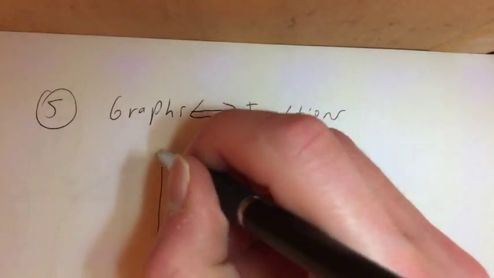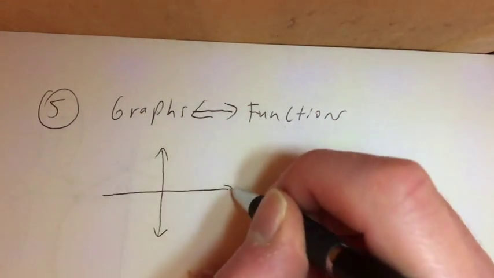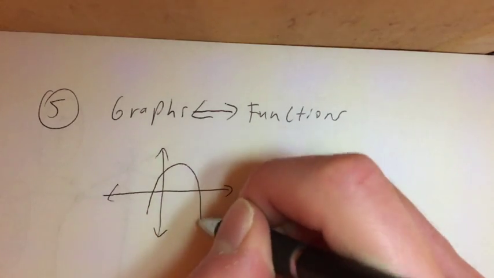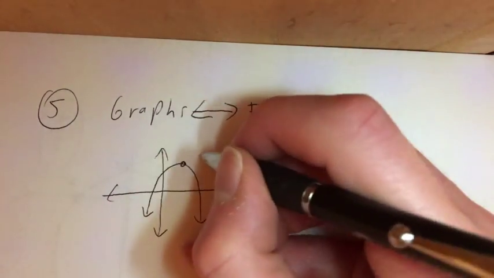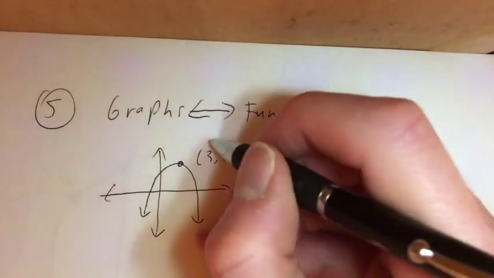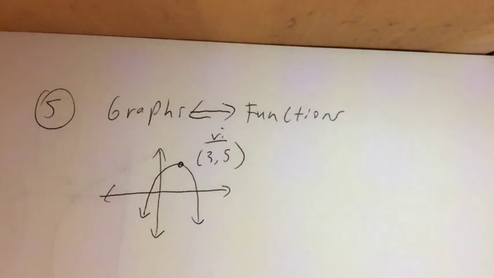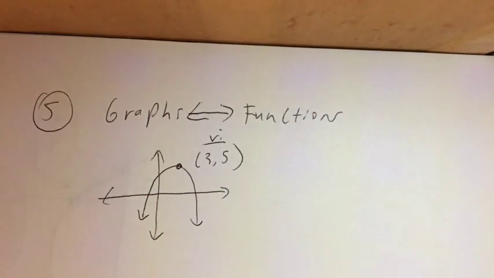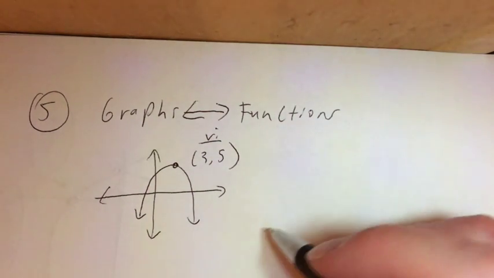All right, so let's say I give you this graph. I'm going to sketch something really basic here. And I tell you that the vertex is at (3, 5). That's where the vertex is. That's my vertex, V for vertex. And I told you to write an equation for it in vertex form. So find an equation of this in vertex form.